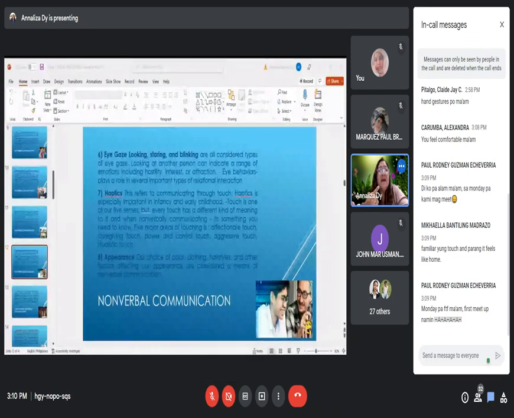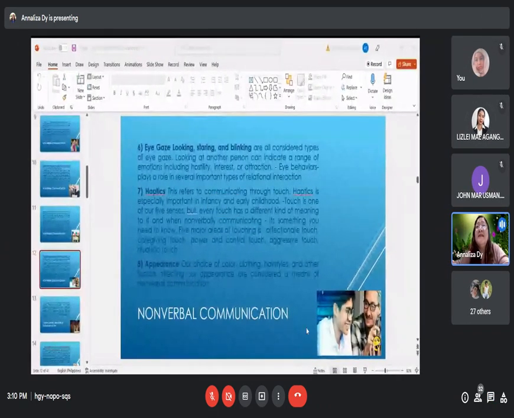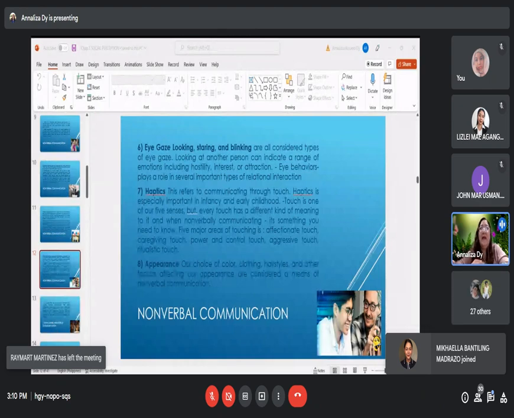Now, another type of touch, power and control touch. Who does that? Where do you experience such kind of touch, power and control? What kind of relationships does that? Boss and employee. Authority, or police officers, ma'am. Okay, possible. Power and control, no?